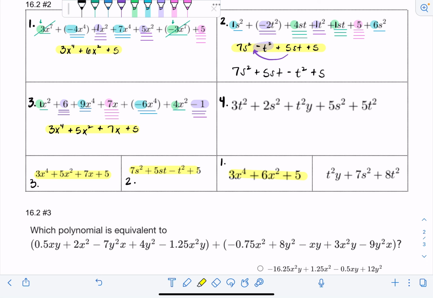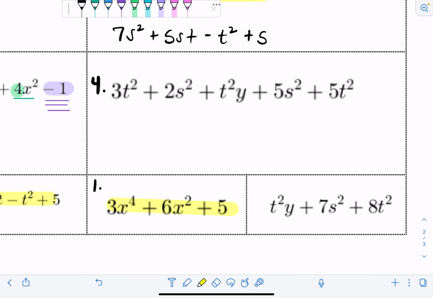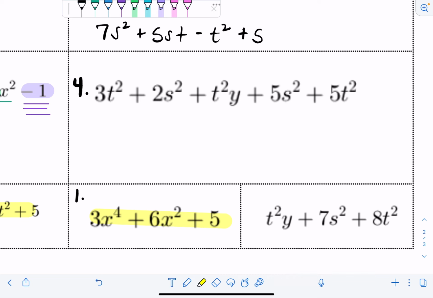Okay, and then I know, like, process of elimination, there's only one answer left for 4, but I want to go ahead and go through it just so we have another example, because it can't hurt. So, like terms, I have a 3t squared, and then I have a 5t squared. They both have t squared. I have a 2s squared and a 5s squared that both have s squared. And then I have a t squared y that's kind of by itself. I just can't forget it.